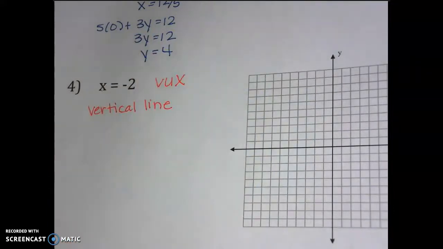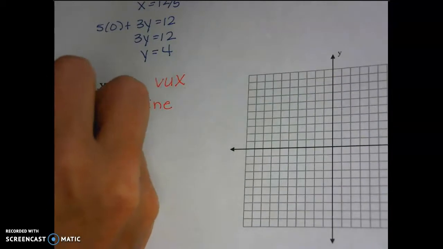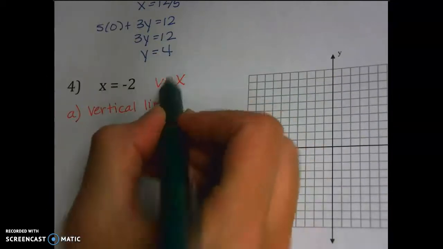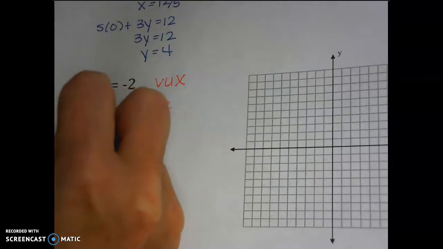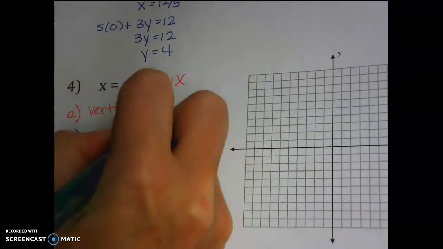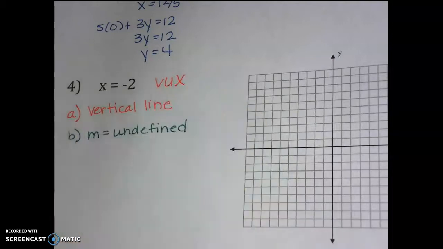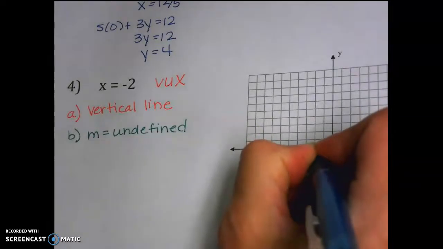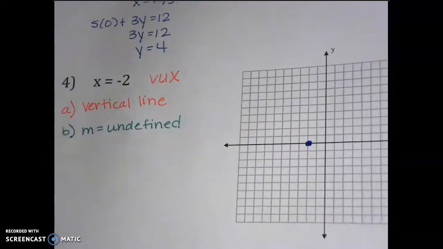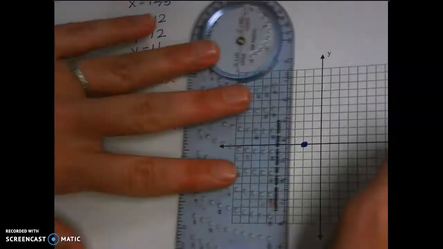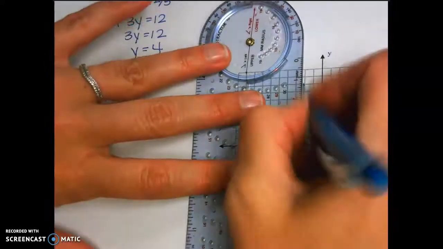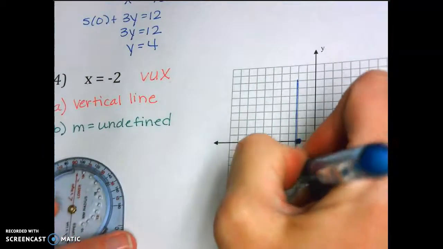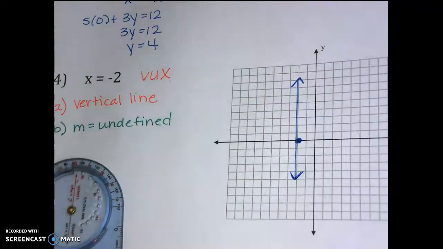So things that we know about a vertical line are that it has a slope that is undefined. So our slope here is undefined. And that's our only key feature that we have to state. Now we're going to go graph it. So x equals -2. We're going to go to -2 on the x-axis. And then a vertical line goes up and down. So we're going to get our straight edge and draw a vertical line through -2, making sure we put arrows on either side.